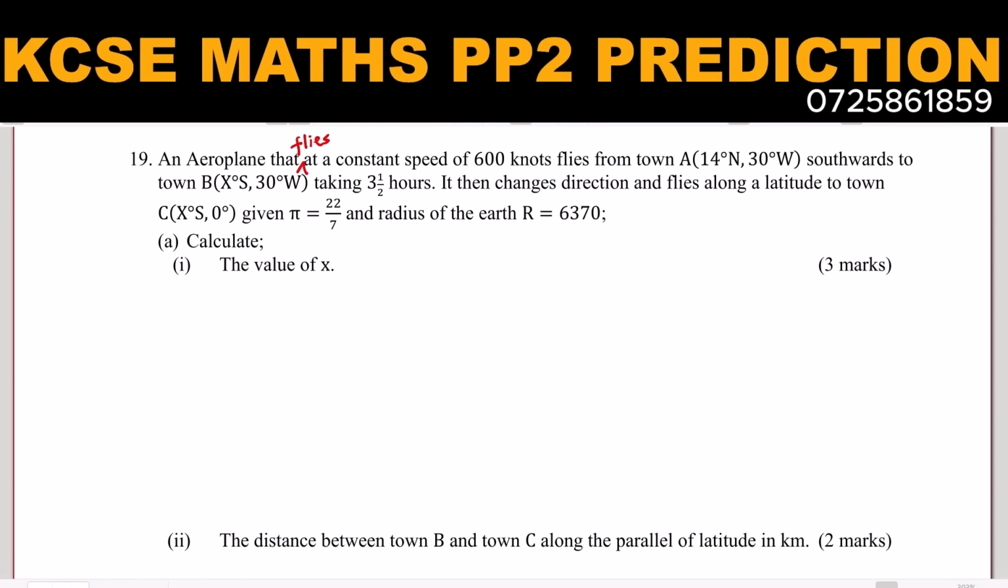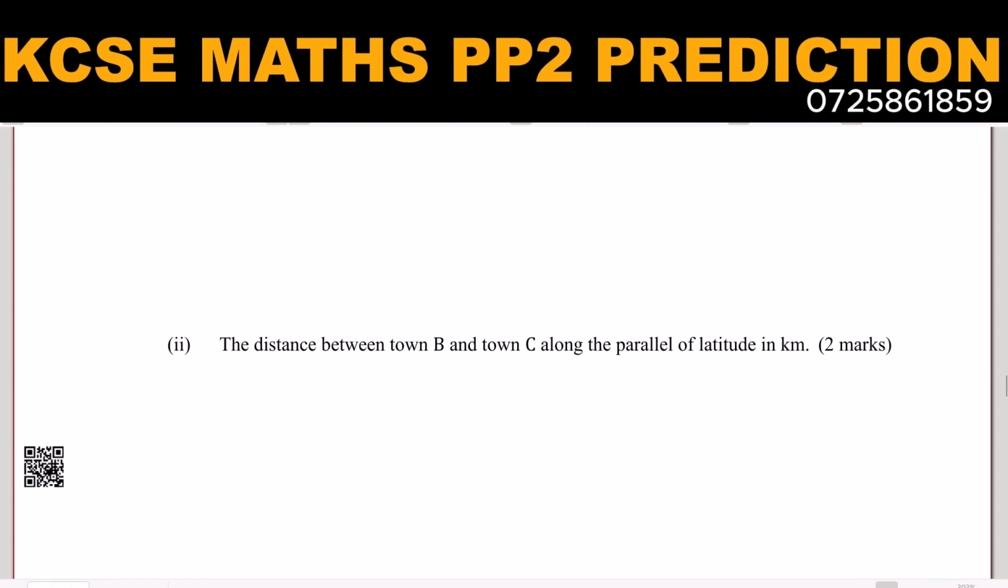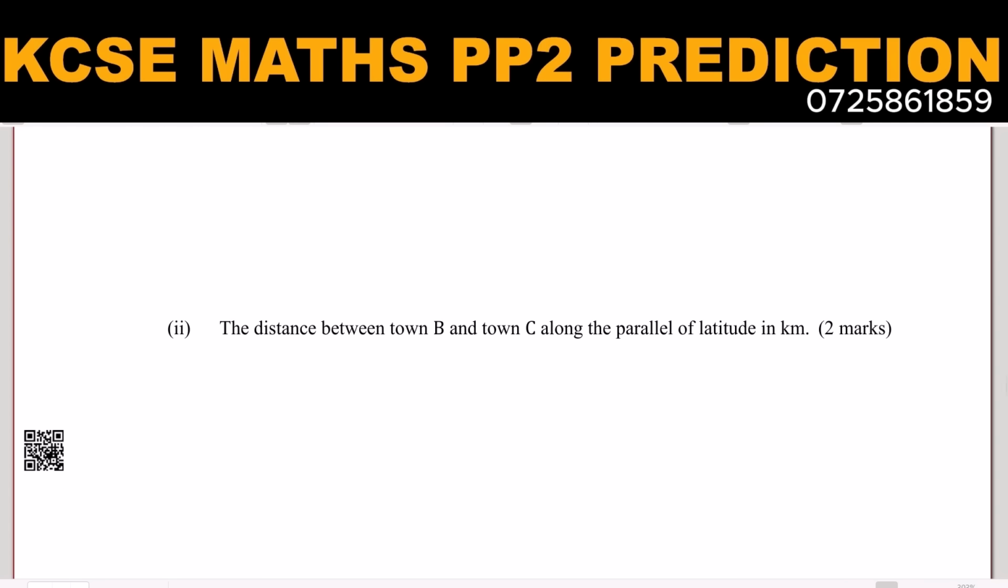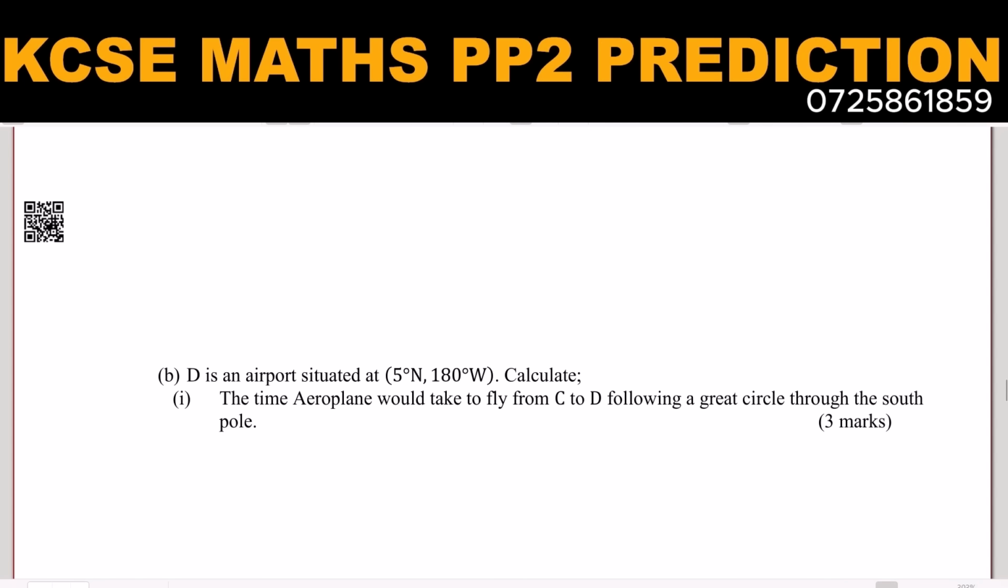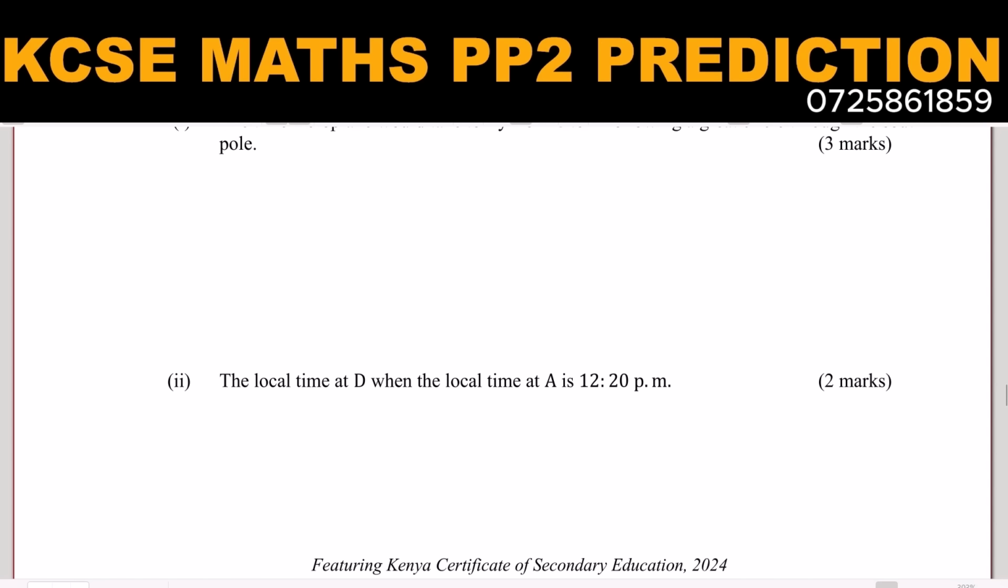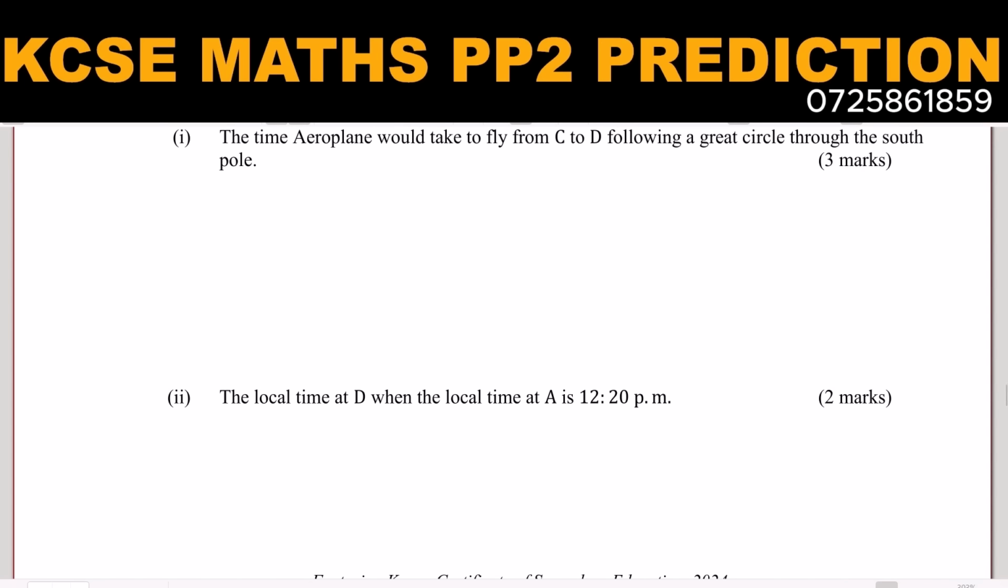(a) Calculate 1, the value of x; 2, the distance between town B and town C along the parallel of latitude in kilometers. Then (b) D is an airport situated at 5 degrees north, 180 degrees west. Calculate 1, the time the aeroplane would take to fly from C to D following a great circle through the South Pole. Then part 2, the local time at D when the local time at A is 12:20 p.m.